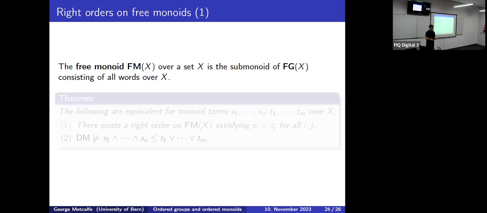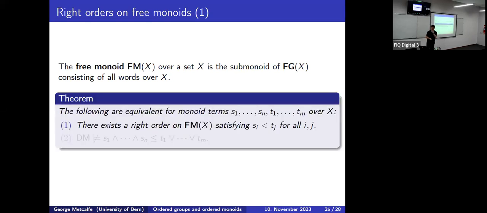So just now to mention what happens in the monoid case. The free monoid is actually a bit easier because then you just look at the words over X. You don't have to worry about cancelling x inverse and so on. And what we can prove is that if you have monoid terms S1 to Sn, T1 to Tm, then there exists a right order on the free monoid over X, which satisfies the inequations Si less than Tj for all i and j, if and only if a corresponding inequation holds in all distributive L monoids.